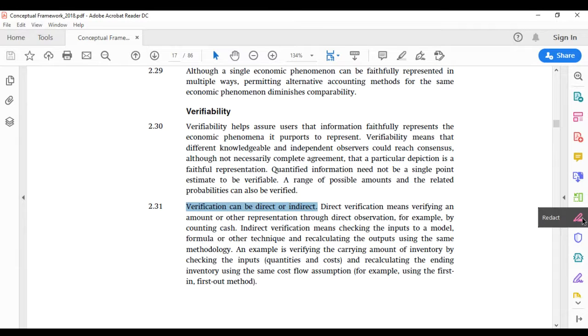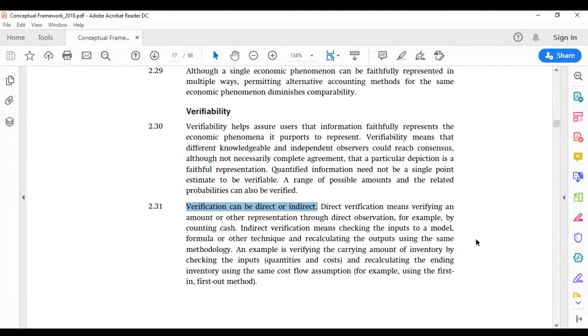A typical example of indirect verification is the use of a perpetual inventory system. As you know, when you use a perpetual inventory system, you not only record sales, but you also record the cost of sales, right? So when you start with your opening inventory and you add the items that you've purchased during the course of the year, and you deduct the cost of the items that you sold during the year, that gives you a theoretical value of what your inventory should be at the end of the year. So you've done a calculation.